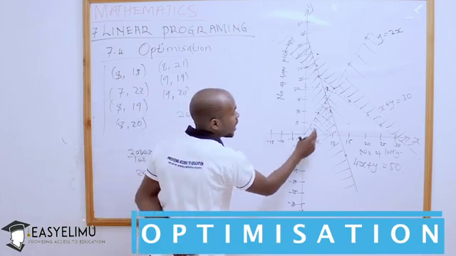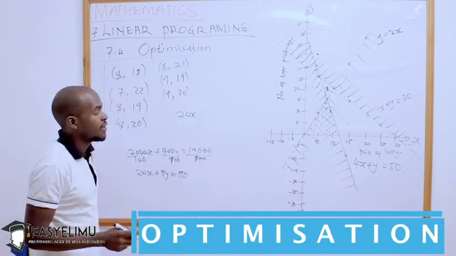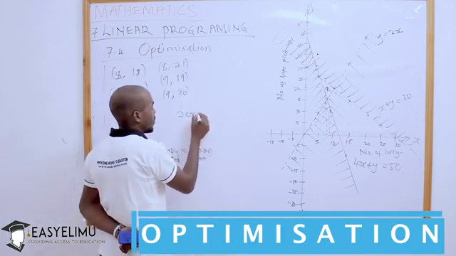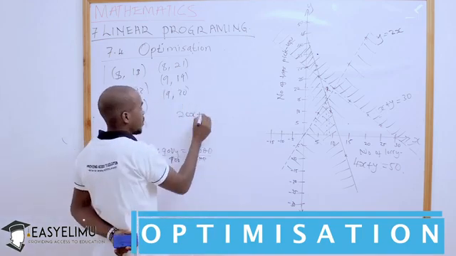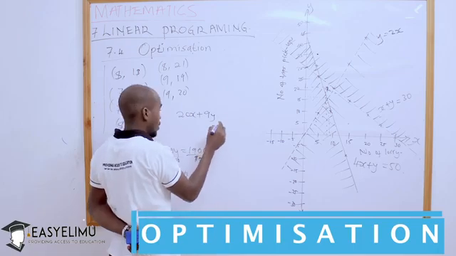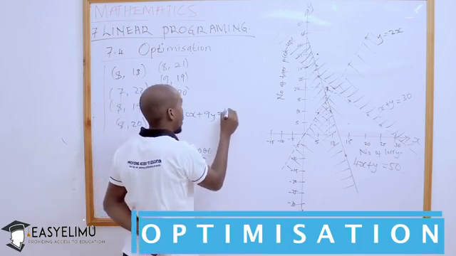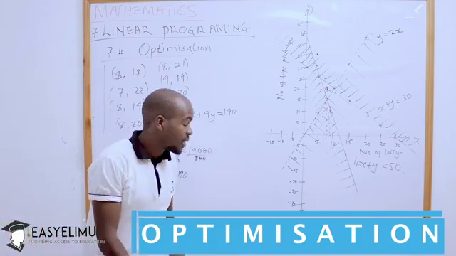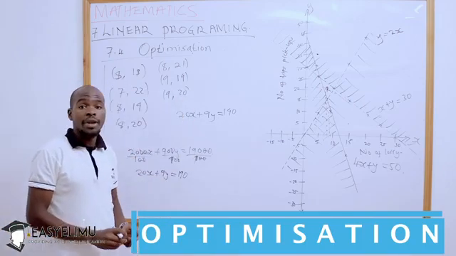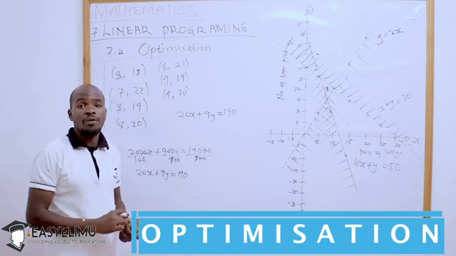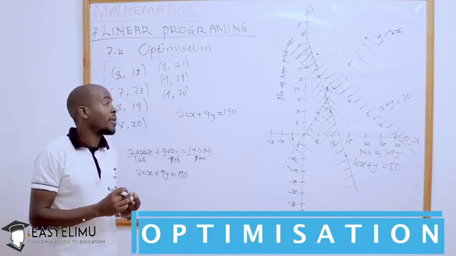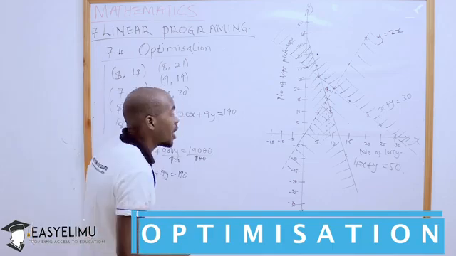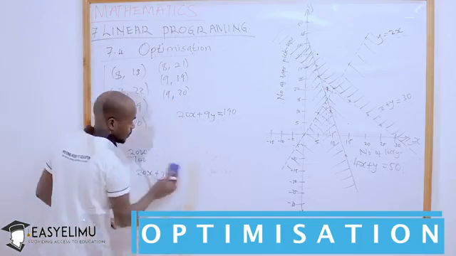Since this line is outside the region, we shall say 20x plus 9y is equal to 190. So we shall use this line, which we form from that linear inequality, and that line will help us to find the minimum value or the maximum value that the contractor will spend. Let's draw that on a Cartesian plane.